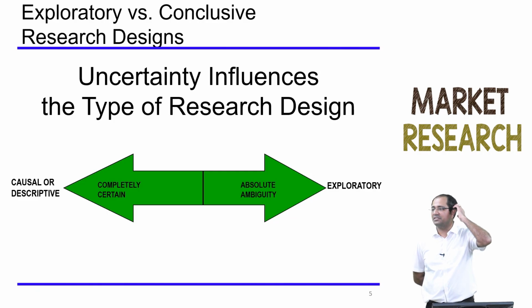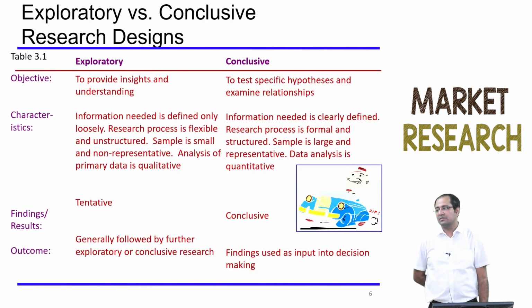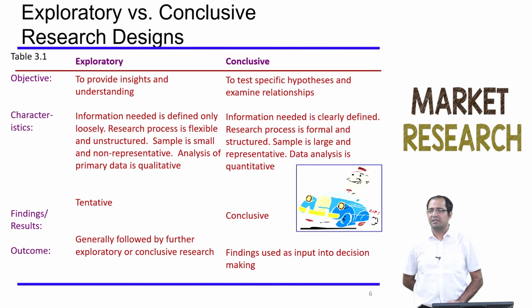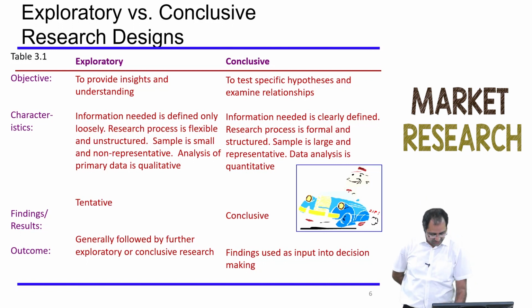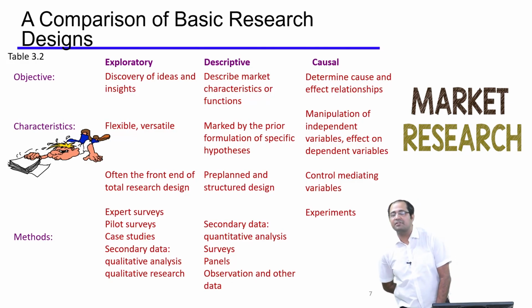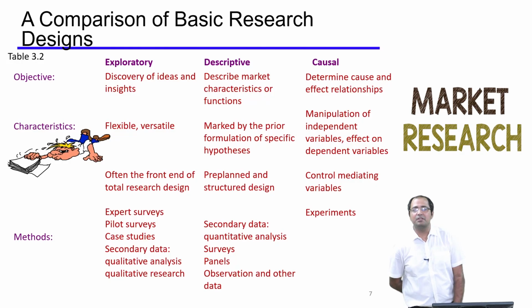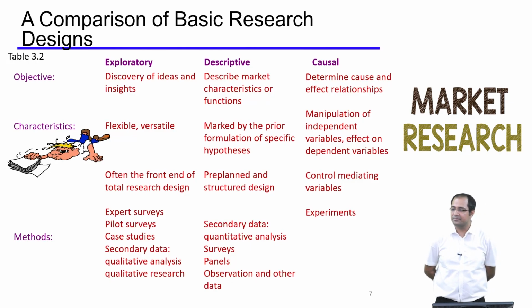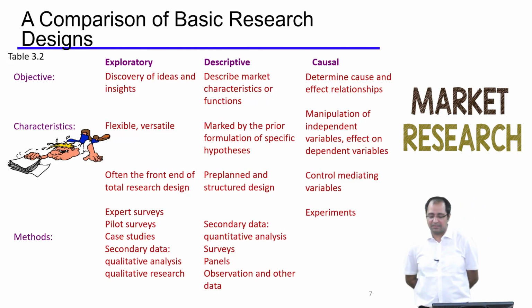There are two types of research design. Not inductive deductive, the two types of research design: exploratory and conclusive. Conclusive has further descriptive and causal. Now you need not read these differences because I have already told you the same things that are written. In conclusive there are further two types of research design: descriptive and causal.